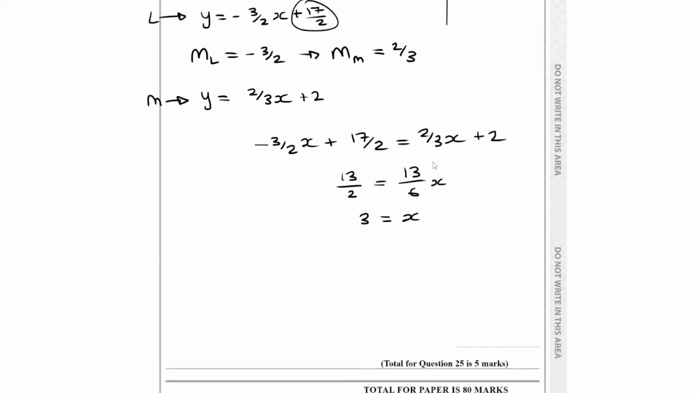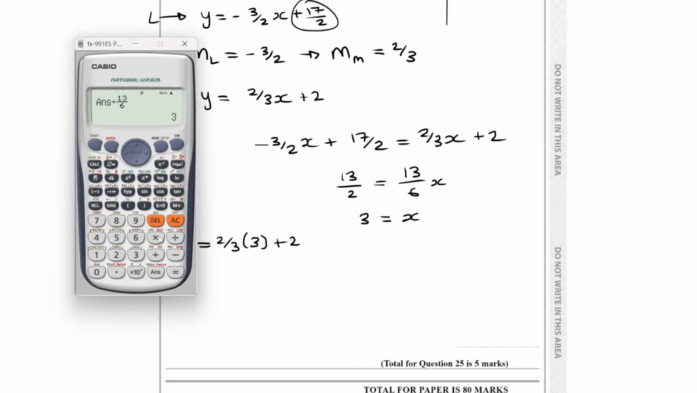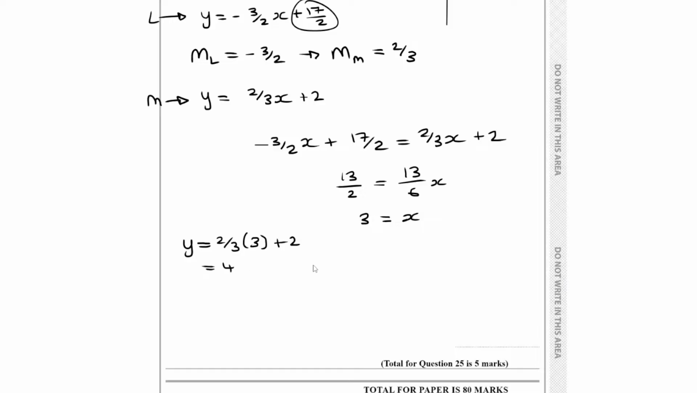So if the x coordinate of that point is 3, I can then sub it back into one of the equations to find the y coordinate. It's just simultaneous equations, basically. So sub it into one of the two equations, L or M, it doesn't matter which. 2/3 times 3 is obviously 2, plus the other 2 is 4. So the coordinates of C are 3, 4. Yep, it basically is simultaneous equations.